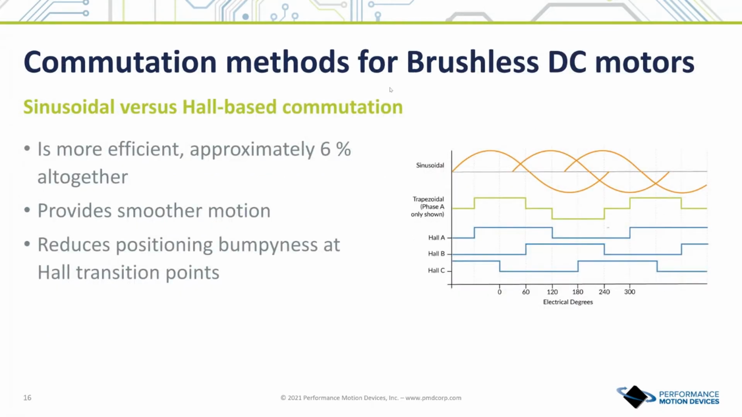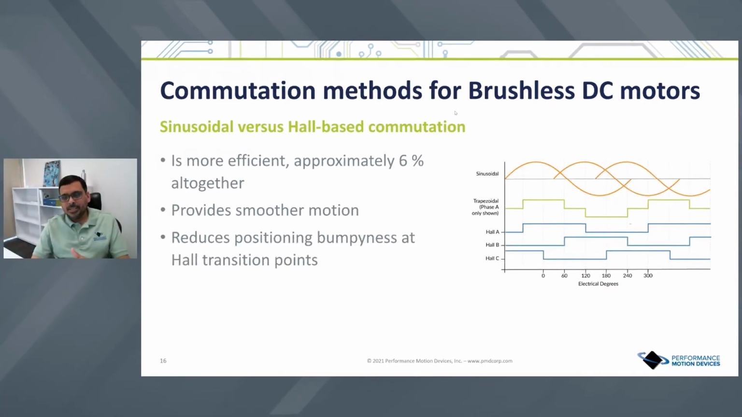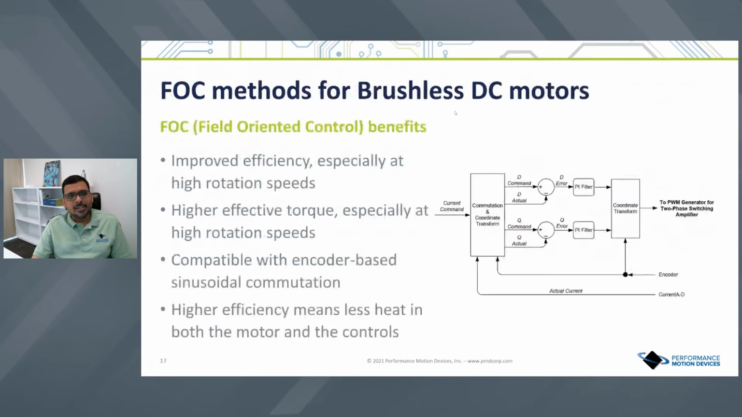So some of the commutation methods for brushless DC motors, as you can see, a comparison on the right. You have the sinusoidal, trapezoidal, and the Hall-based commutation. As you move up the chart, the sinusoidal will get you a smoother performance and better motion, and avoids the bumpiness of the Hall transition points. So depending on the end system design, you can pick the type of commutation that you want to use. Typically, you use the sinusoidal to get a smoother, higher performance out of your motor.